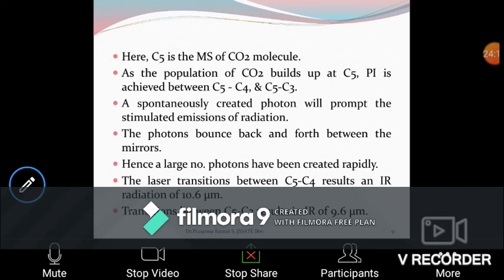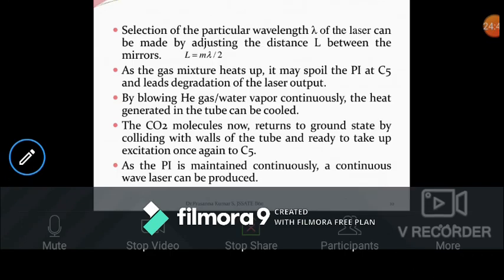The transition from C5 to C4 results in 10.6. The transition from C5 to C3 will give you 9.6. You choose one of them, and keep adjusting the mirrors so that it satisfies L equal to n times lambda by 2, where lambda is the wavelength of the laser. Selection of a particular wavelength lambda of the laser can be made by adjusting the distance L between the mirrors such that it is an integral multiple of lambda by 2.